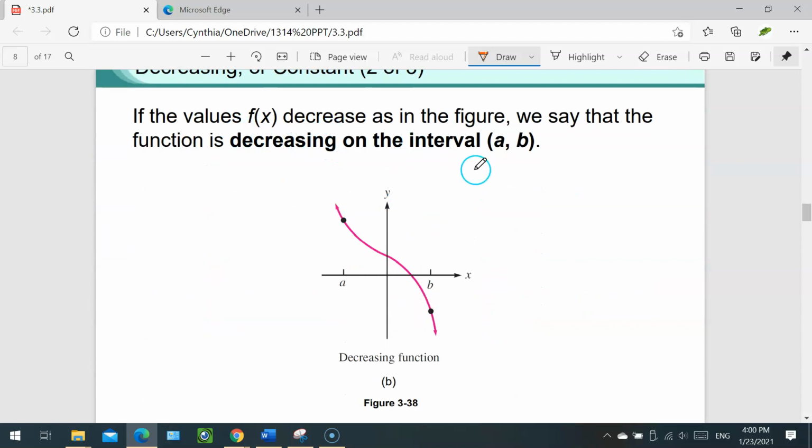If you look at this graph, from A to B, A is here, B is here. So if we start from A, the graph is going down until B. So from A to B, during this interval, they are decreasing.